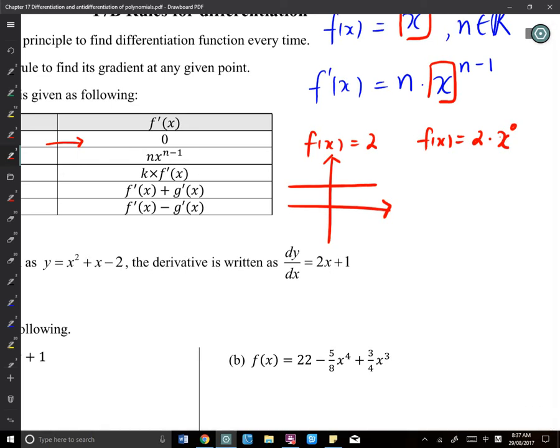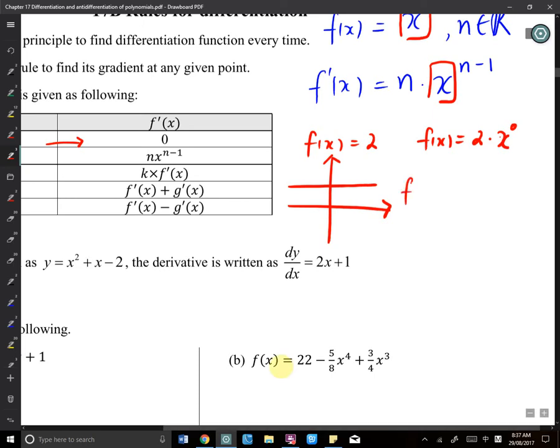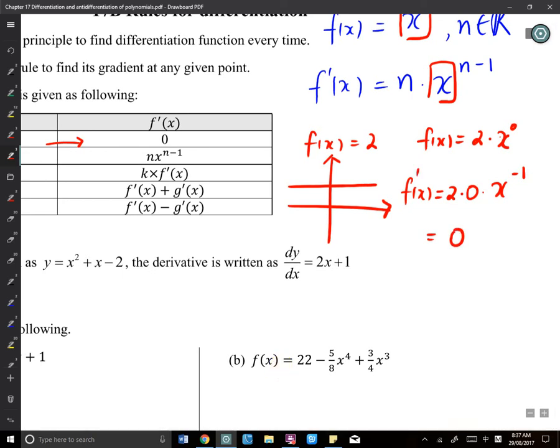So therefore, using the formula, f(x) equals to 2 times x to the power of 0, so f dash x is 2 times 0 times x to the power of negative 1. Then that is just a 0. That's f dash x. Because the power is 0, when you bring the power down, that just becomes a 0. So the derivative for a constant is 0, by both looking at the graph and using the formula.